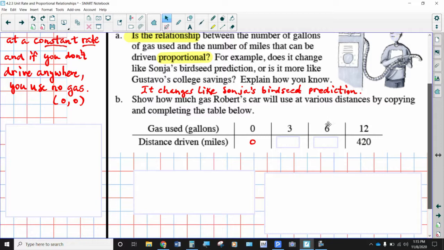How much would it be for 6 gallons of gas? How far would Robert be able to drive his car? And then for 3 gallons of gas, how far would he be able to go on 3 gallons? Okay. Go ahead and pause. I'll pause, and you can finish this table, figure this out.